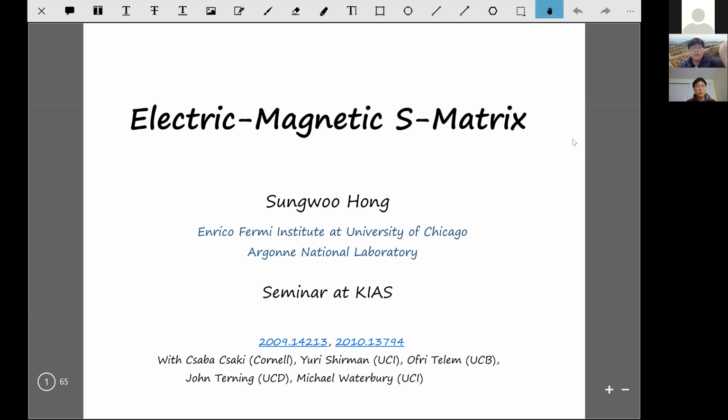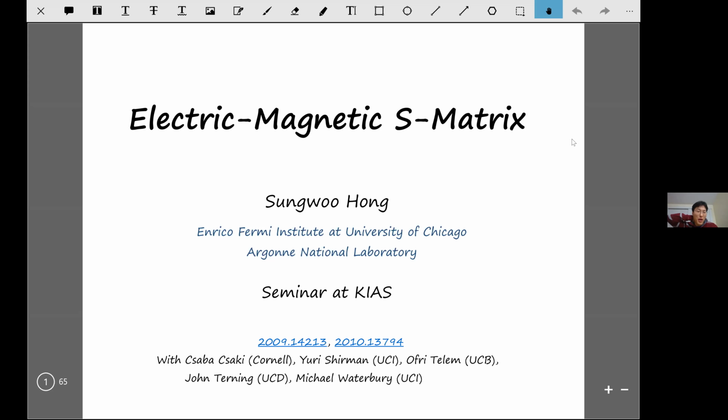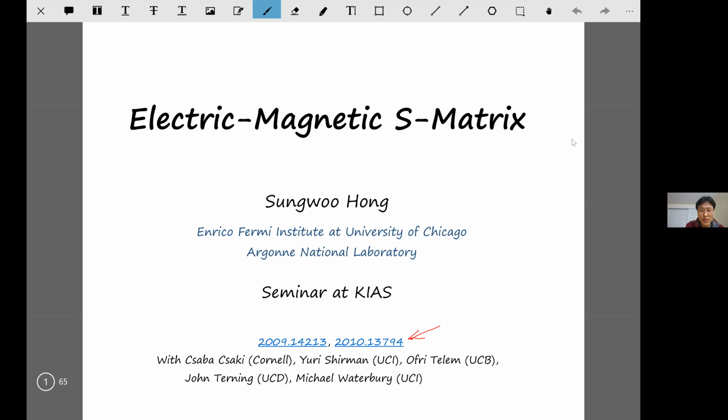For the invitation. So this will be a talk about how to compute S matrices for a process where you do have both electrically charged particles and magnetically charged particles. This is based on the work in these two papers I listed here.